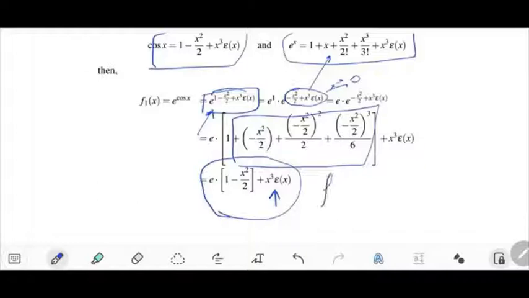if you want to calculate f1 at the point 0, it will be equal to e, which is the first constant term of the expansion, and then if you want to calculate f1 prime at the point 0, it will be equal to the term of order 1 of the expansion, which is in this case 0.